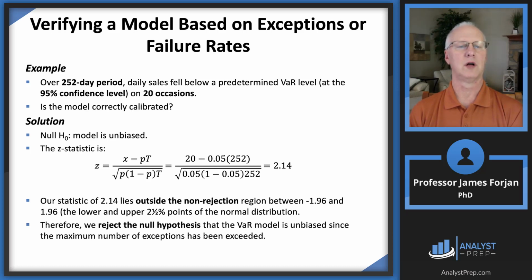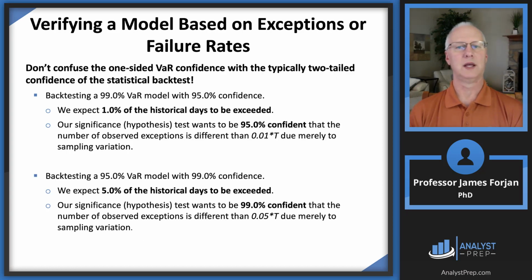All right. So the null hypothesis is that the model is unbiased. We can put together that Z statistic from the formula right there. So we get 2.14. And so that's going to be to the right of our 1.96. Therefore, we reject the null hypothesis that the value at risk is unbiased, because the maximum number of exceptions has been exceeded.